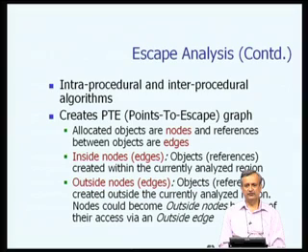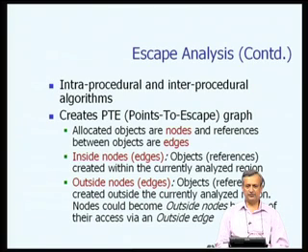So, what are the nodes and edges of this particular graph? Allocated objects are nodes and references between objects are the edges. As simple as that. We allocate an object and then one object refers to another object through various possible pointer mechanisms. These are the edges.